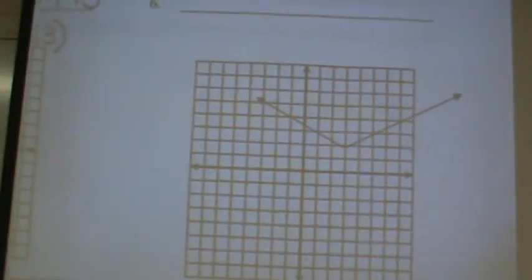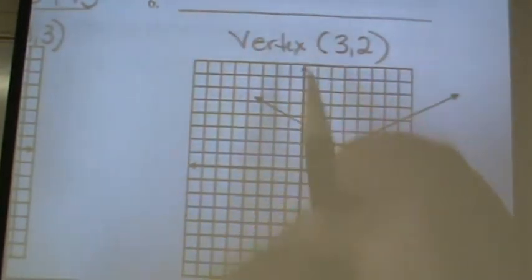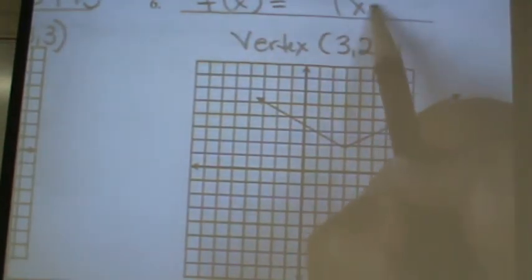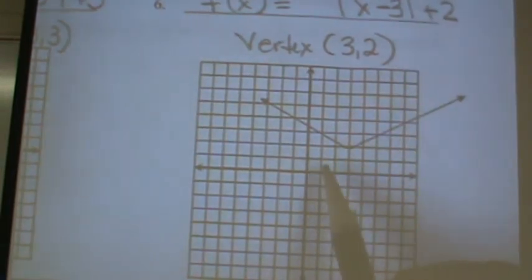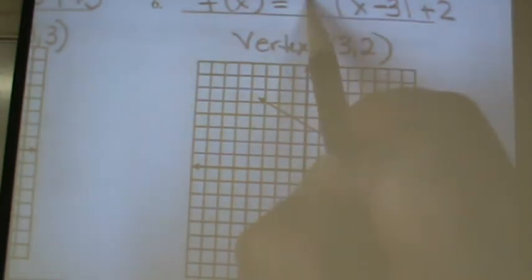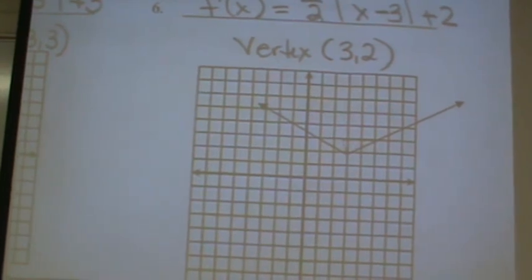Try number 6 now. Let's see if we can all get number 6. Here's my vertex. So I'm gonna write f of x. And this one is, I'm gonna put a 1/2 in front. Should I put a negative somewhere? Nope, it's not upside down. So think of the Christmas trees as the ones that are with the negative.